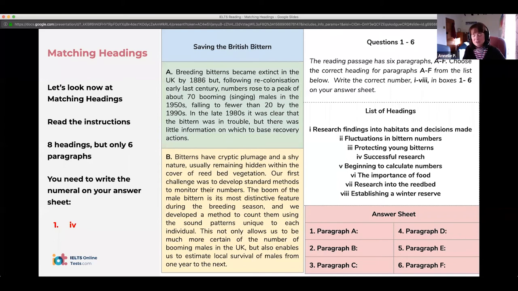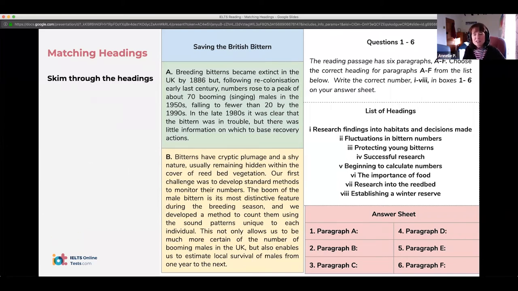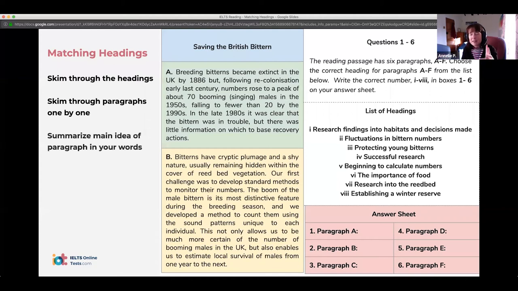So let's have a look at the strategy for this. The first thing to do is a quick read through the headings. Again, that will give you more information about the topics here, and you'll just have an idea in your head of the different types of headings that they have there. Then you go through the paragraphs one by one. You're just going to read paragraph A, first of all, very quickly, skim reading. And very, very important, summarize it in your own words. Don't be trapped by the words in the passage. They are not going to help you. You've got to put them together into an idea.